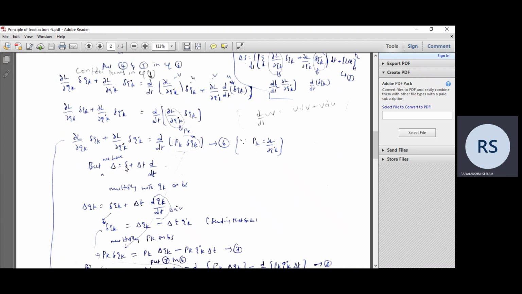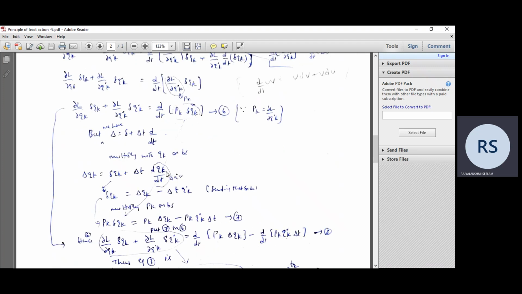By considering this equation, we will multiply with qk on both sides. So δqk equals δqk plus δt into d/dt into qk. Again, here d/dt of qk can be written as qk dot. So δqk equals δqk minus δt into qk dot. We are sending this to that side so that we obtain a negative sign. So δqk minus δt into qk dot.